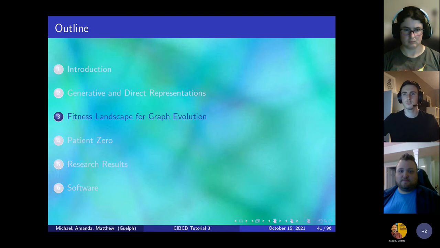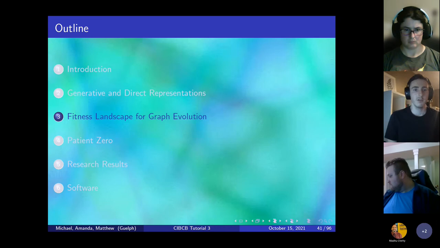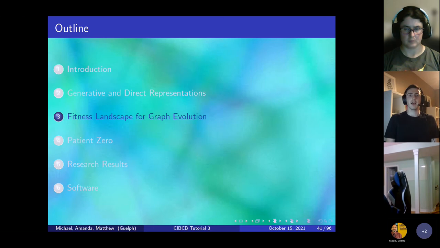Okay, so now that we have an idea of some generative and direct representations that exist, we're going to take a look at the fitness landscape for evolving graphs. And specifically, I'm going to take you through a problem that arose and how we chose to deal with it.